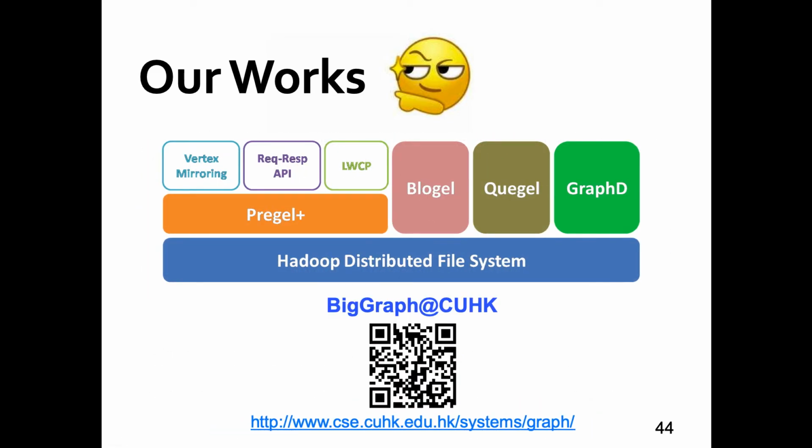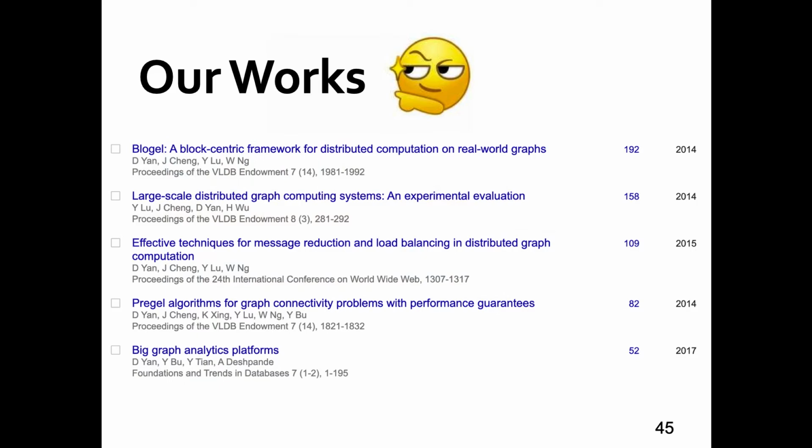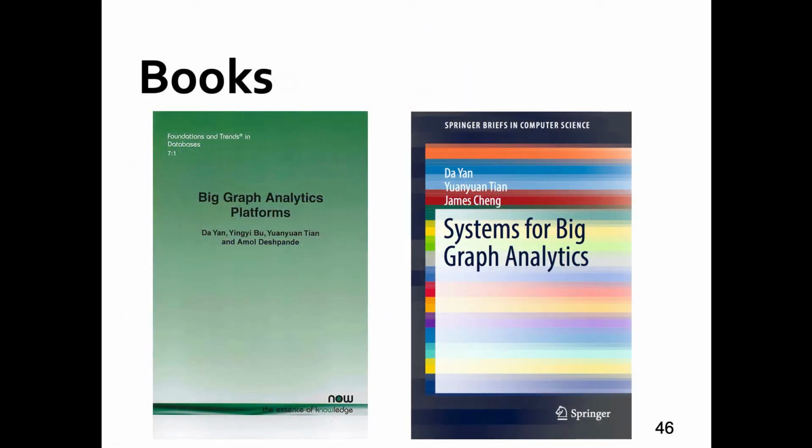Here's the graph parallel ecosystem that we developed, called BigGraph at CUHK, and it can be accessed using the URL below. You can also directly Google BigGraph at CUHK to find the system websites. Notably, all our frameworks load graphs from HDFS and can write results to HDFS, so they can interoperate with other frameworks in the Hadoop ecosystem. You can see that the previously mentioned works are well cited. We also have 2 books on this topic, with a comprehensive review of not only our own frameworks, but also other important state-of-the-arts in the field.